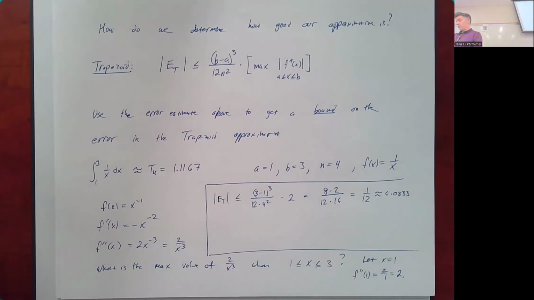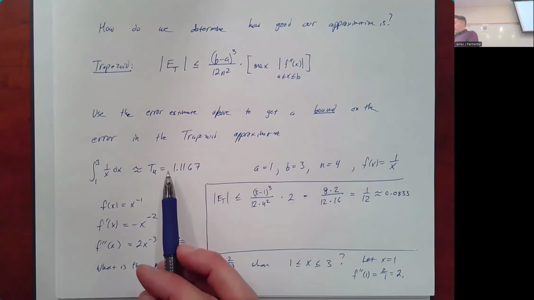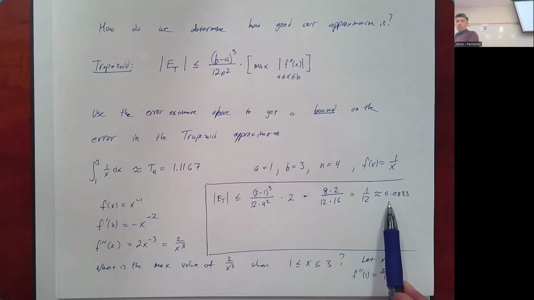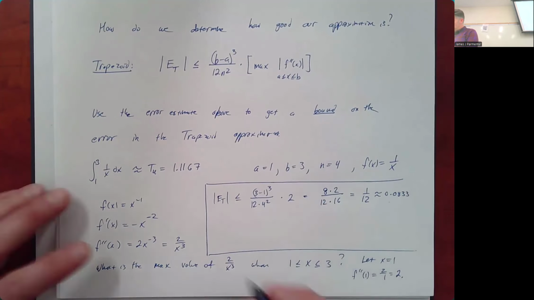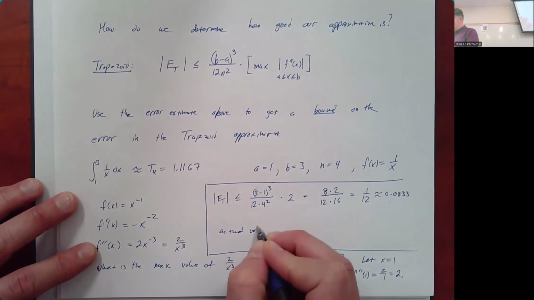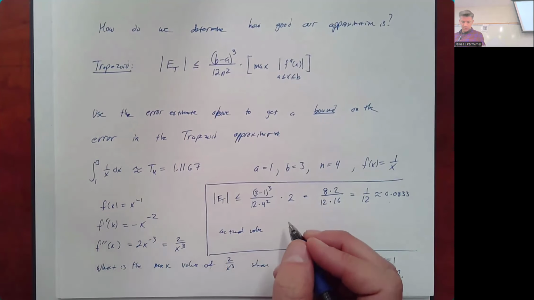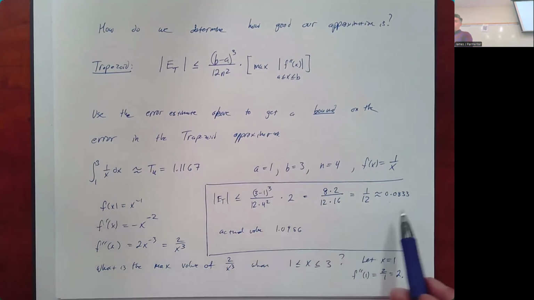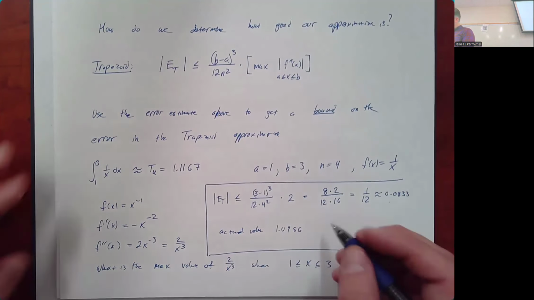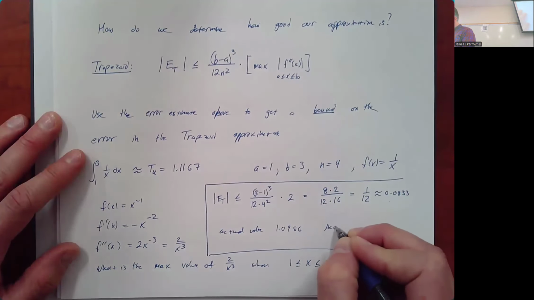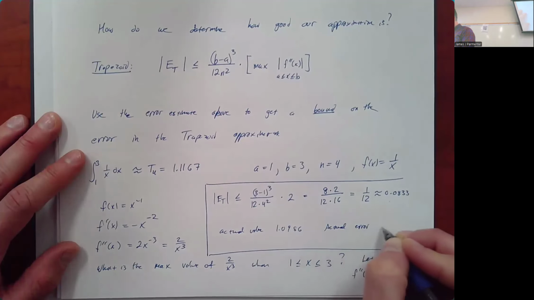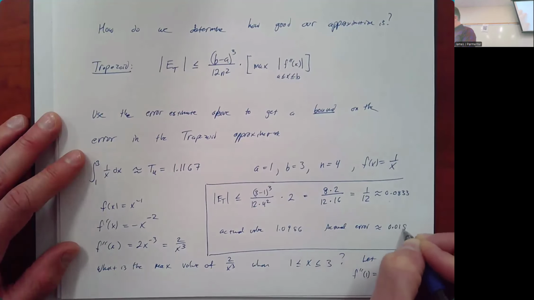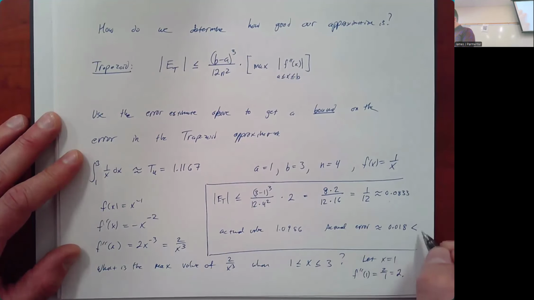So what we're saying is, whatever our approximation is, in this case 1.1167, it's within that much of the actual value, which we know is true because we saw that the actual value of our integral was approximately 1.0986. And our error is certainly much less than 0.0833. Our error was about 0.018. So the actual error of approximately 0.018 is certainly less than this upper bound, 0.083.